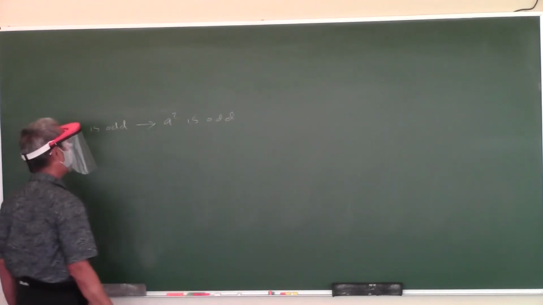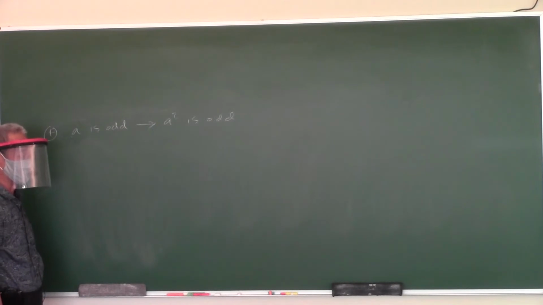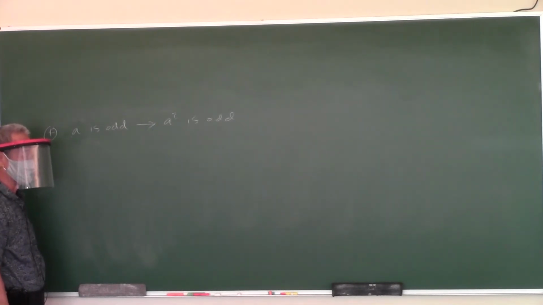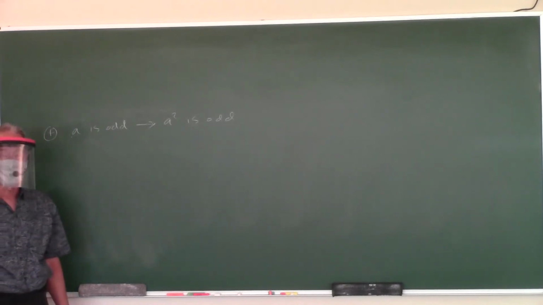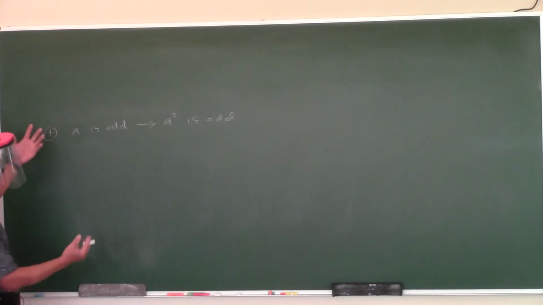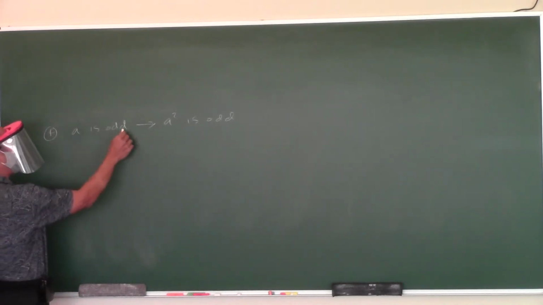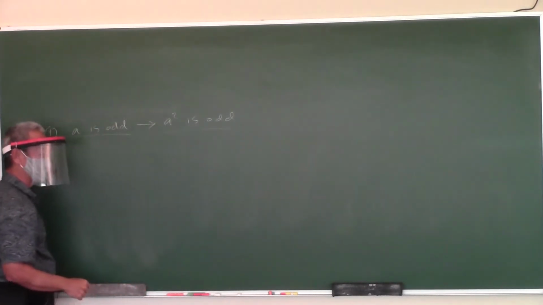Because can you do this as a proof? Oh, 1 is odd, and 1 squared is odd. 3 is odd, so 3 squared is odd. Therefore, it works for all integers. No, you have to prove it for everything, right? So that's why we're going to use deductive proof. So what we need to show is if this is true, then this will have to be true as well.